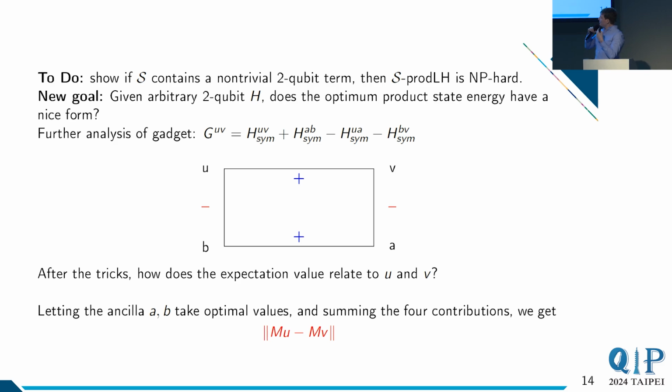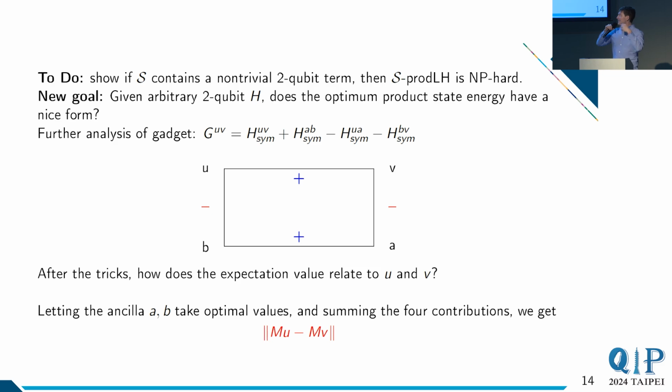Okay, and after these tricks, when you sum all 4 edges of our gadget, and when you let the ancilla qubits just take whatever their optimum value is, given u and v, it just pops out that the minimum product state energy of this gadget is in terms of this distance. So it's a distance between u and v transformed by m, this coefficient matrix m.